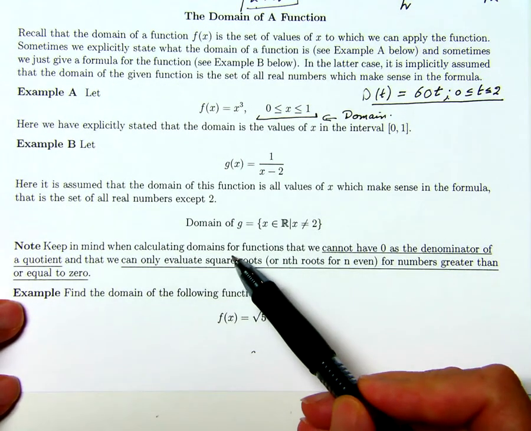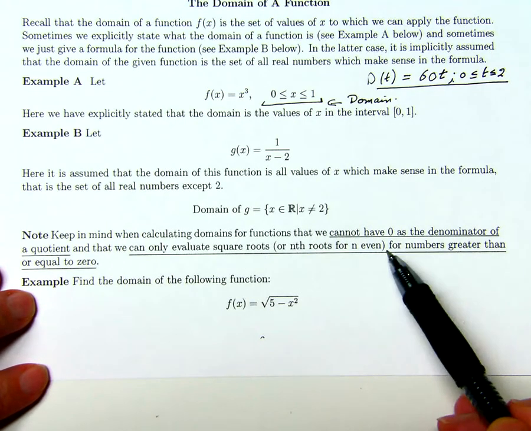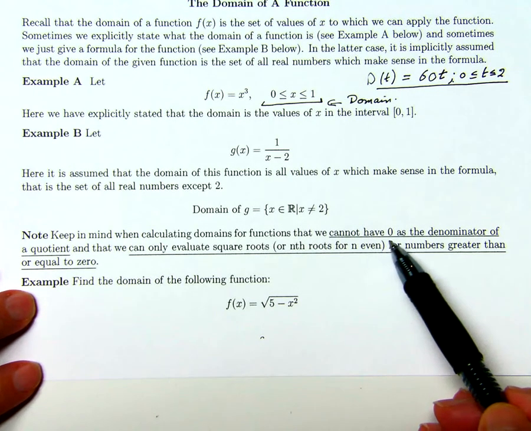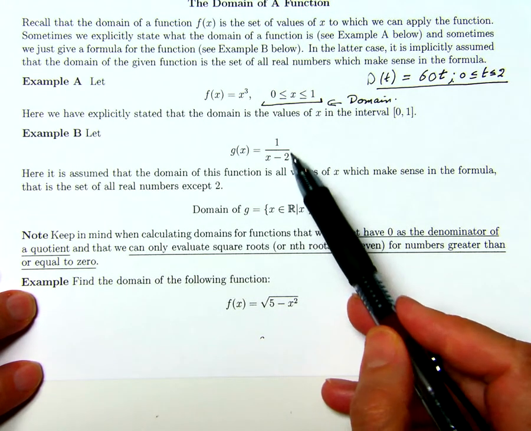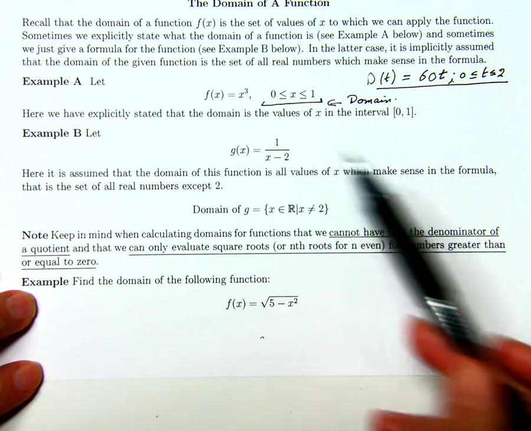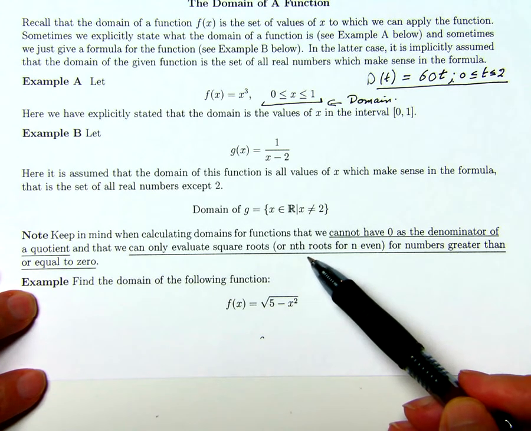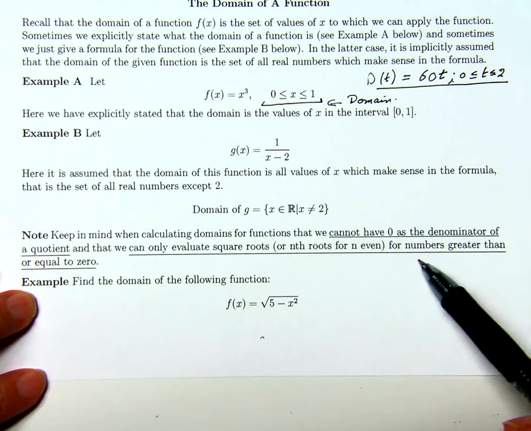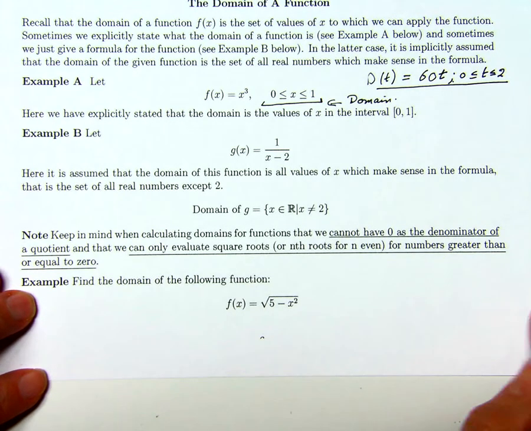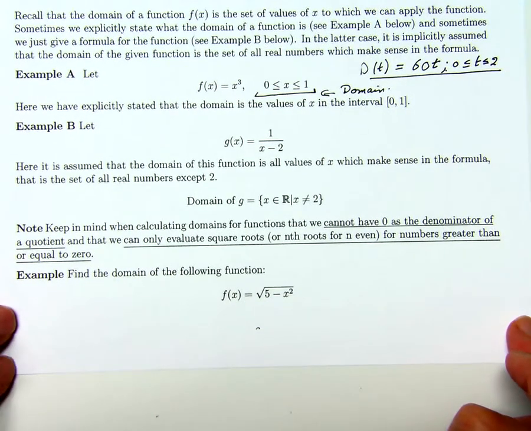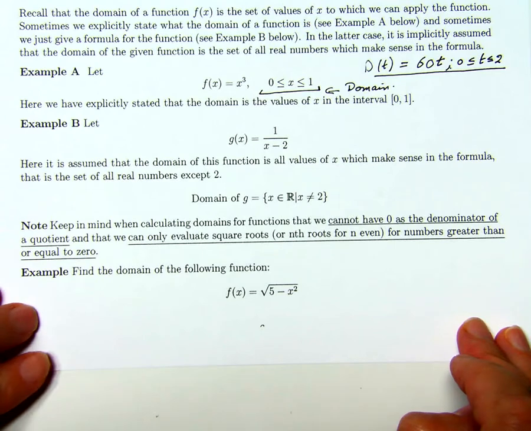Keep in mind when calculating domains or trying to figure out where a formula makes sense, 2 rules. We cannot have 0 as the denominator of a quotient, as here, and also we can only evaluate square roots, or nth roots for n even, for numbers greater than or equal to 0. And both of these will help you figure out the domain of a function if it's not given.